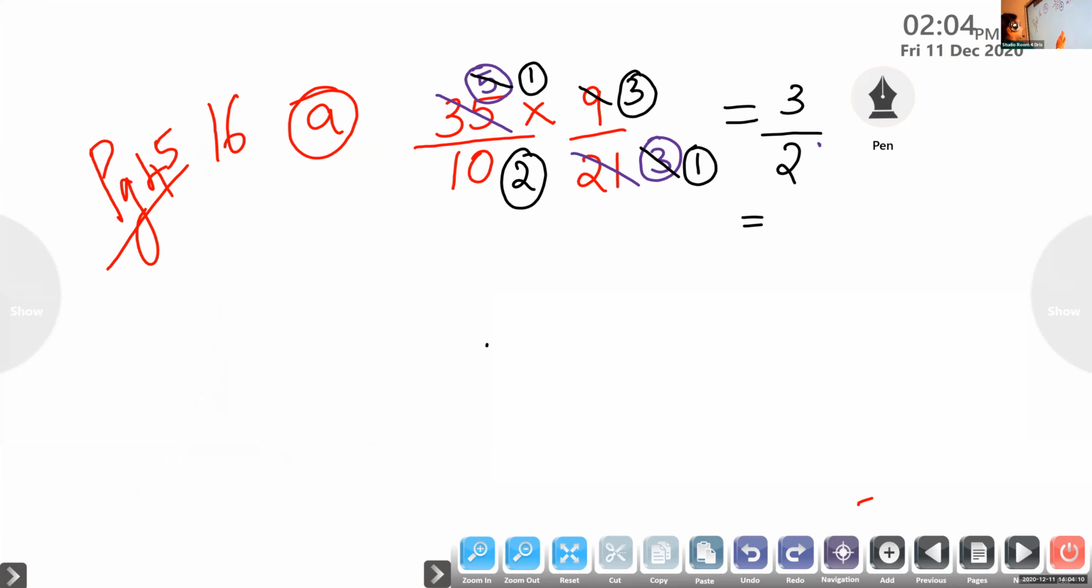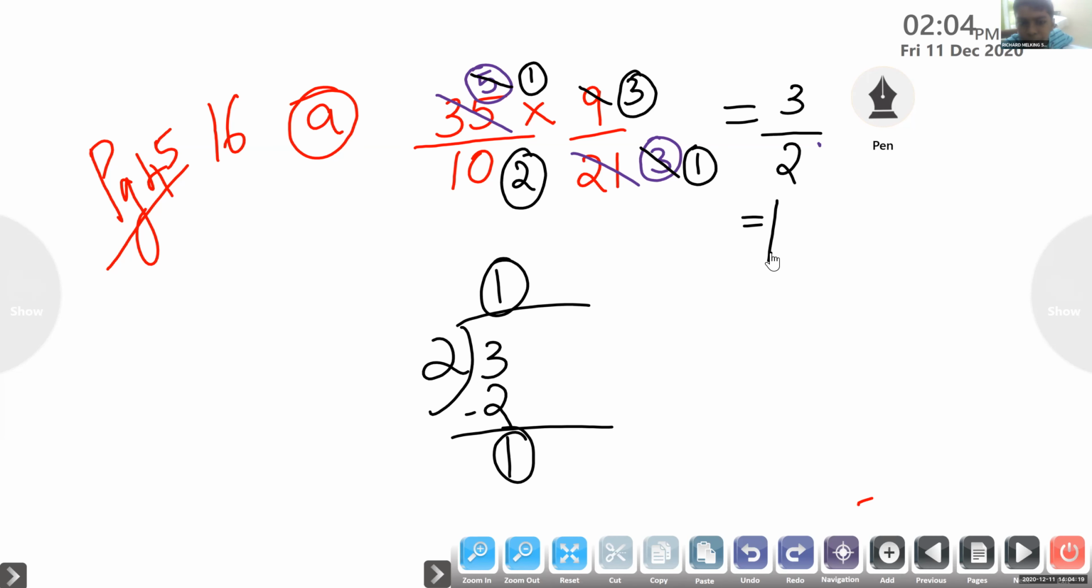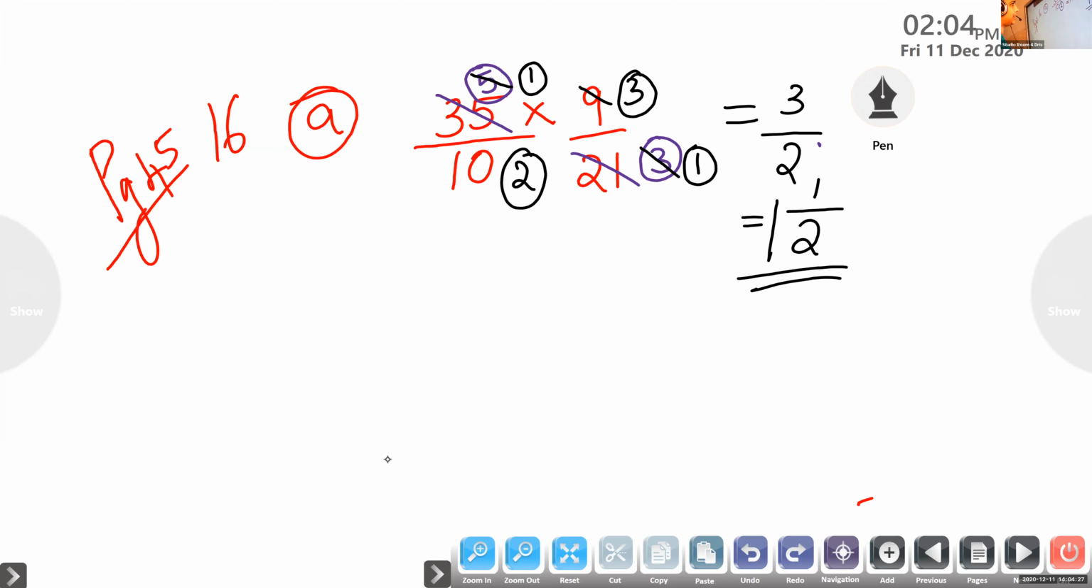3 divided by 2, this much time. 1 2 is 2, 1. So 1 and 1 by 2. So this is very easy. 3 divided by 2, you know that is 1 and a half. 1 and a half, that is how we can write 1 and 1 by 2.